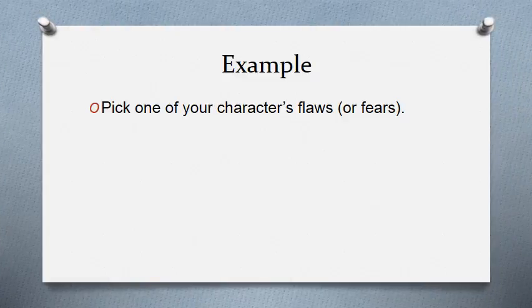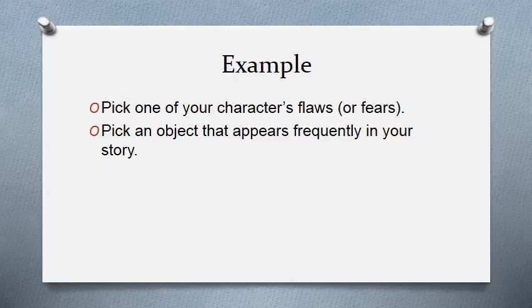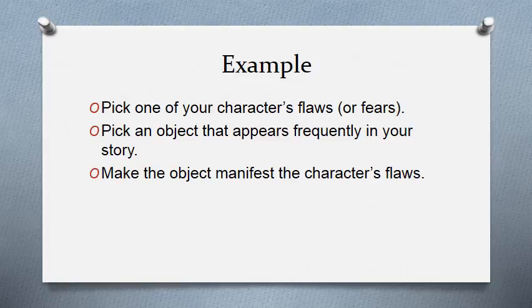So let's try and come up with a symbol or an extended metaphor for your character. I want you to pick one of your character's flaws or fears and pick an object that appears frequently in your story. So we want to make that object manifest the character's flaws or fears. So for an example, let's take a white bedroom.